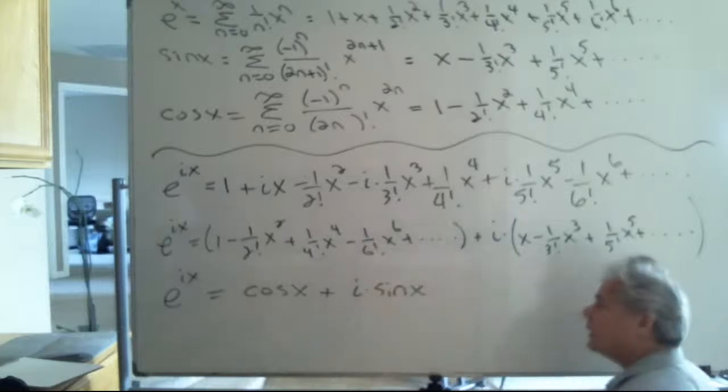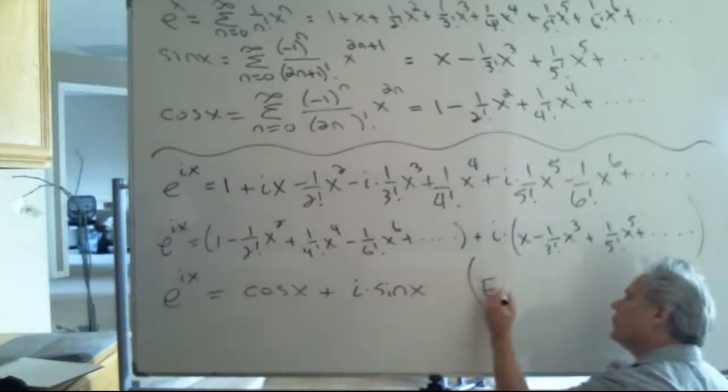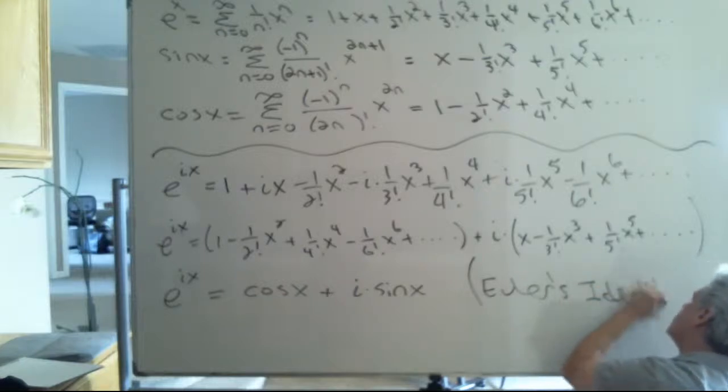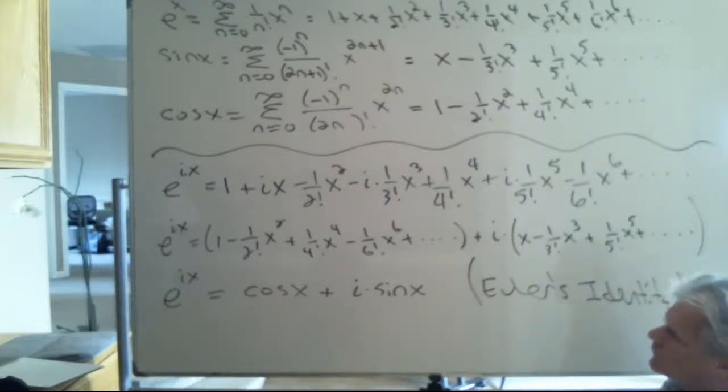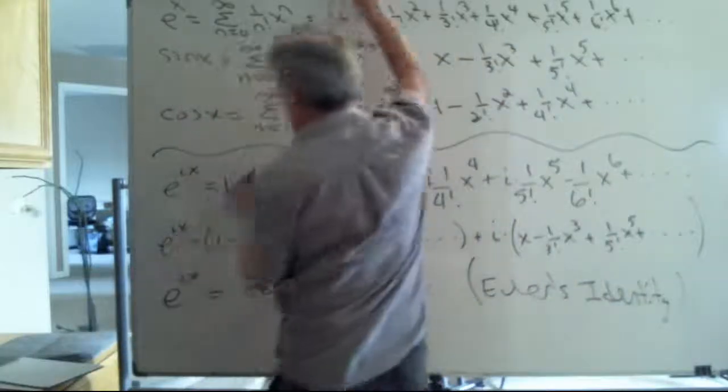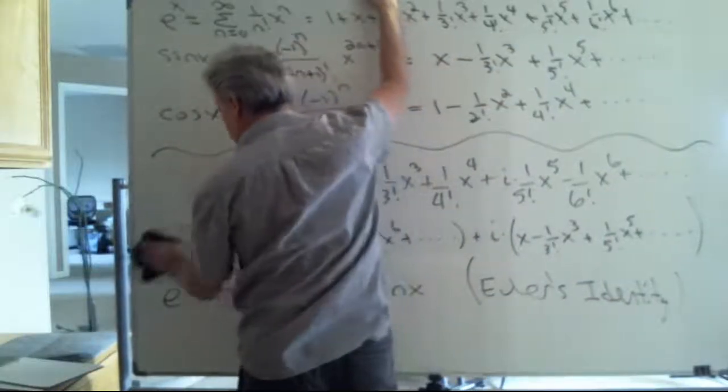This is such a big deal, I've given it a name. I call this Euler's identity. You know something really cool about it? Is the following.